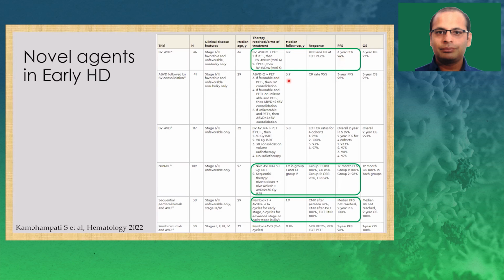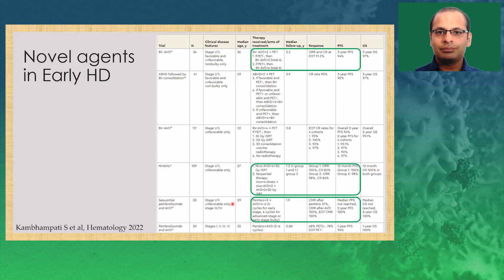Then we have trials like the Nivahl trial with nivolumab, which is a checkpoint inhibitor, which is given for 4 cycles with radiotherapy, followed by nivolumab AVD for 2 cycles or radiotherapy. We have very good overall response rates and PFS of around 90 to around 100% in the early stage group. And the other checkpoint inhibitor, pembrolizumab, when it was given for 3 cycles followed by AVD, we had PFS almost reaching 100% at 2 years.